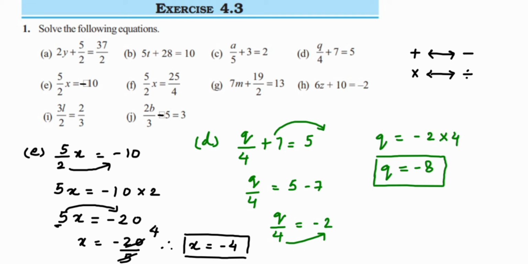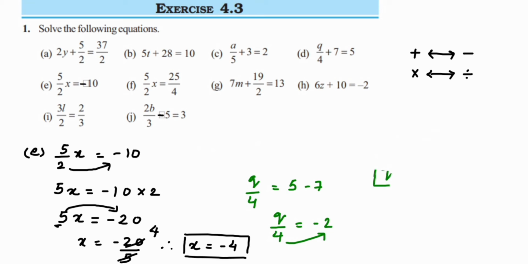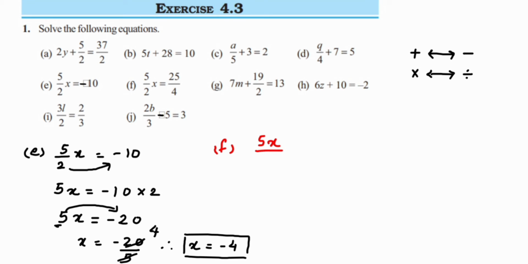Then the next one, we have 5x upon 2 is equal to 25 upon 4. So I'm going to write down the question first. So this is 5x upon 2 is equal to 25 upon 4. Now, again the same thing. Take the 2 to the other side. Don't touch 25 upon 4 because it's already a number. It is on the other side of the equation.